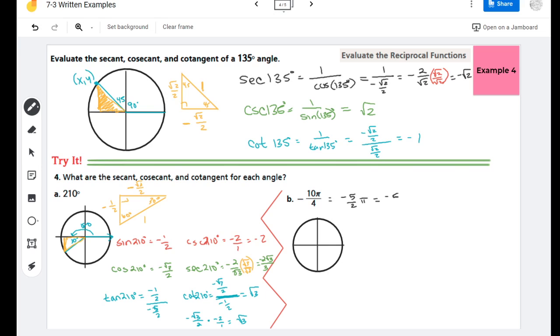And the way that he was thinking about it was as negative 5 pi over 2, and I think that's lovely. Because remember, pi over 2 is 90 degrees. So if I'm doing negative 5 pi over 2, what I'm going to do is go around 90 degrees 5 times.